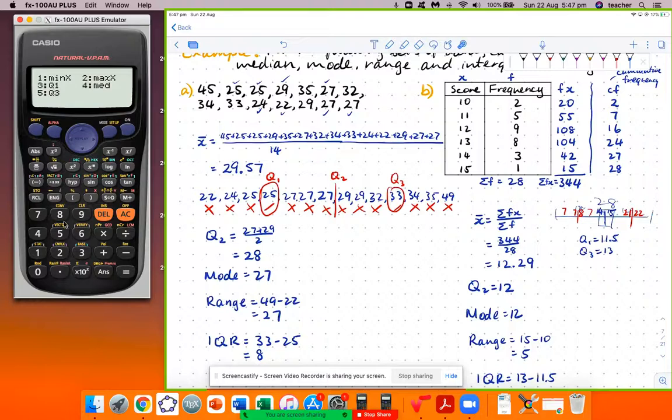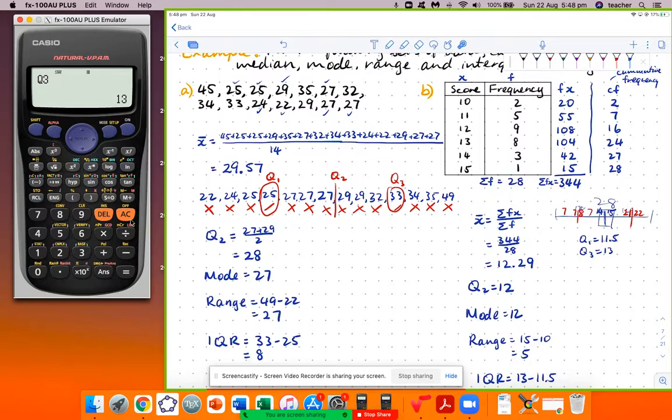I'm just going to verify these numbers. So Q1, there we go, 11.5, and Q3, 13. And so simply the interquartile range is when we subtract those two numbers from each other. So it is somewhat a quicker way, and it means that all your data is already in here, that you can do all of these calculations at the one time.